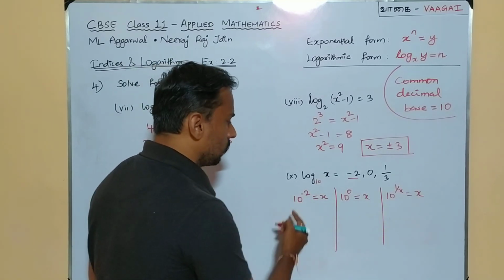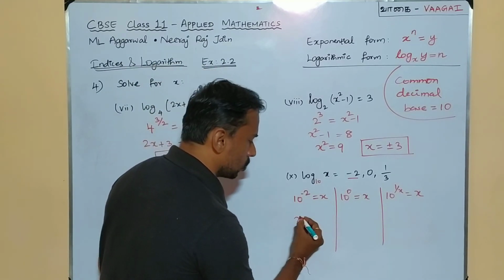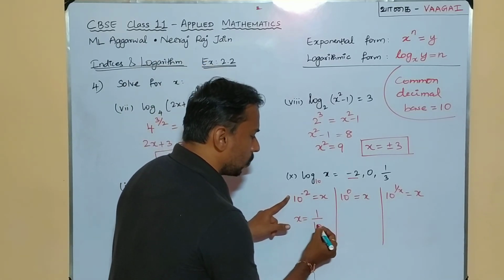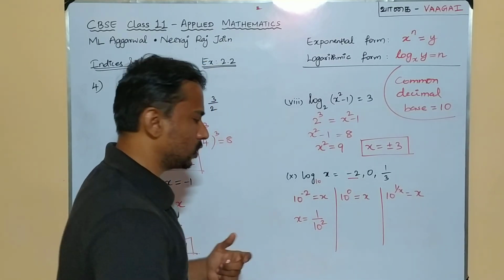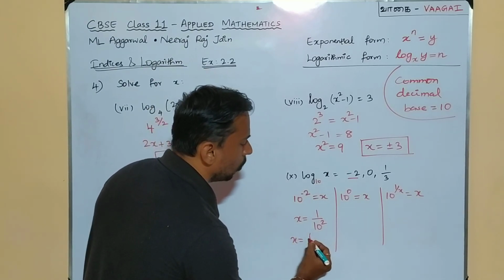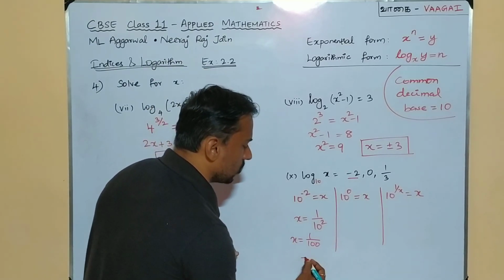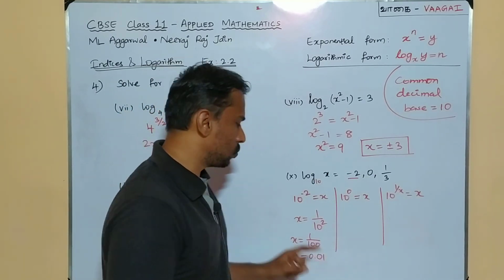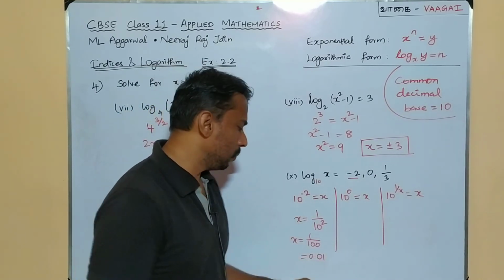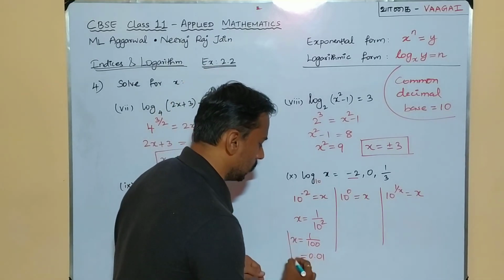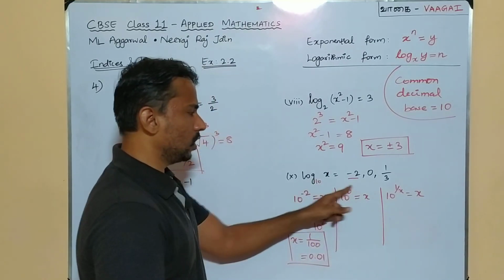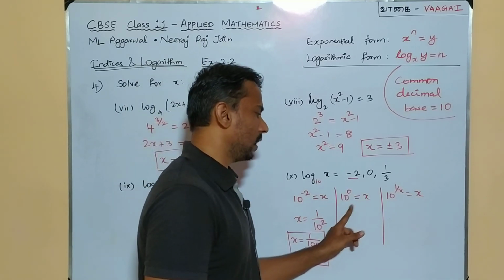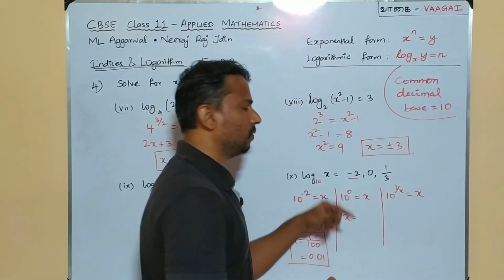Now coming here, we have 10 to the power minus 2 is equal to x. So that means x is equal to 1 by 10 square. So that will be equal to 1 by 100, or otherwise we can even write it as 0.01. So if you want to leave it as a fraction, it is 1 by 100, or in decimal it will be 0.01. So anyways, this is going to be our first possible answer for this 10th one.